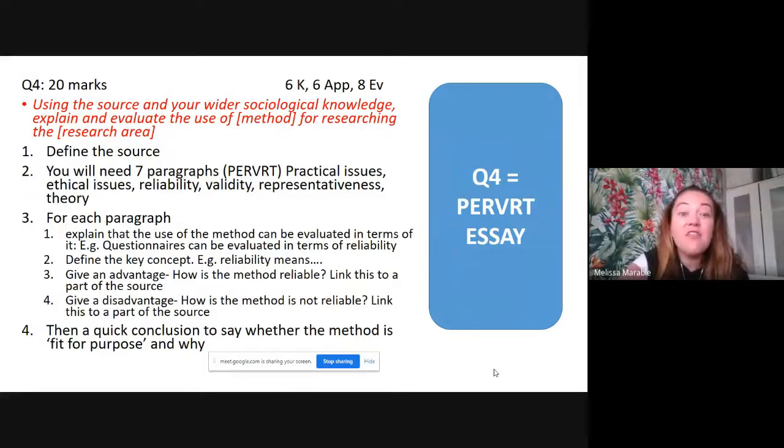Then the R is reliability. Now, reliability means how can you replicate this method, this research method? If you can't replicate it, so if, say, for example, I've created, I don't know, a research project.